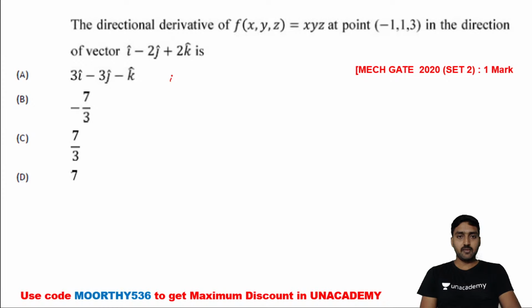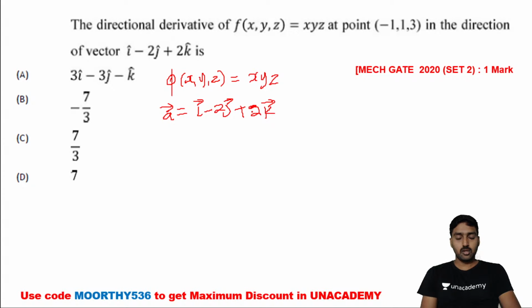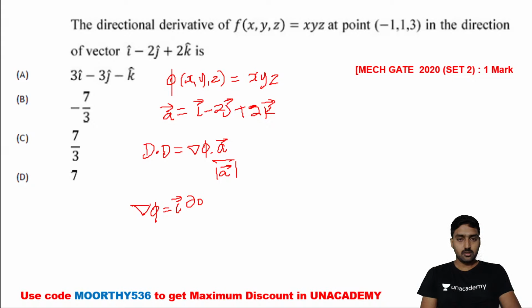Here I am giving it. It's phi of x comma y comma z is equal to xyz. What about the value of a vector? Here a vector is equal to i vector minus 2j vector plus 2k vector. Is it clear now? It's Mechanical Engineering 2020 Set 2 question. Now the directional derivative DD, I mentioned, is equal to del phi dot a vector divided by modulus of a vector. What about the del phi? We are aware of the formula already. It's i vector into dou phi by dou x plus j vector into dou phi by dou y plus k vector into dou phi by dou z, right?